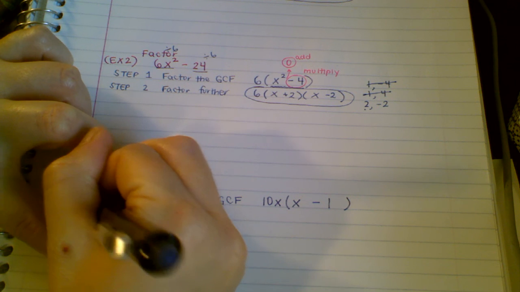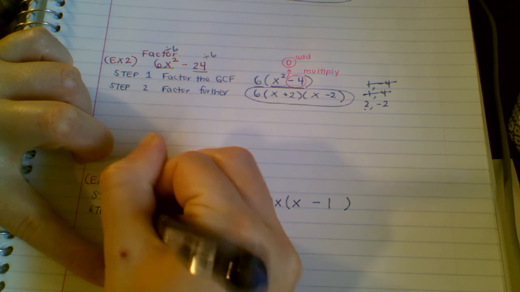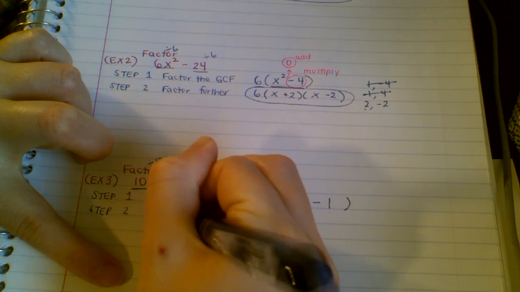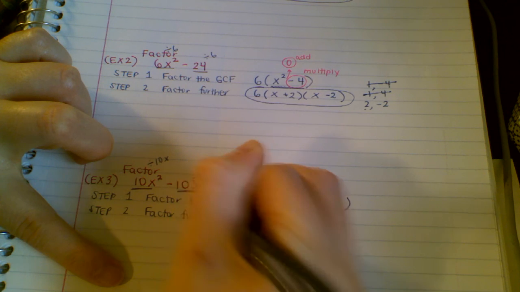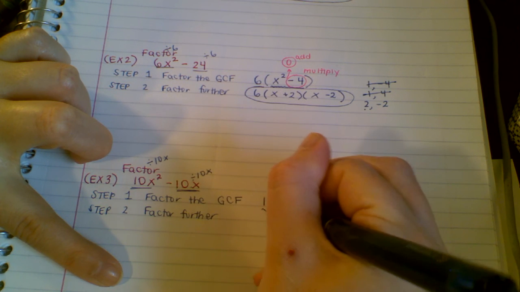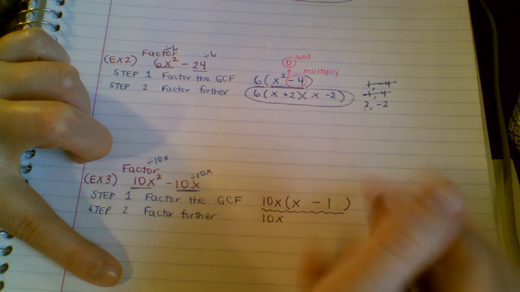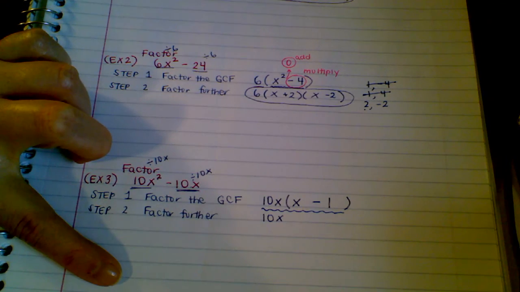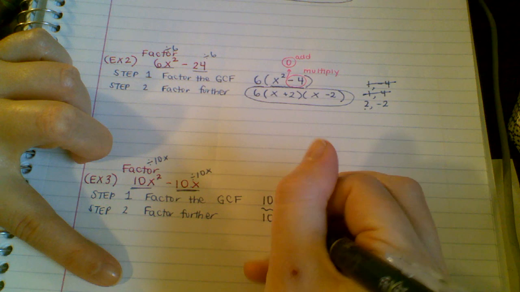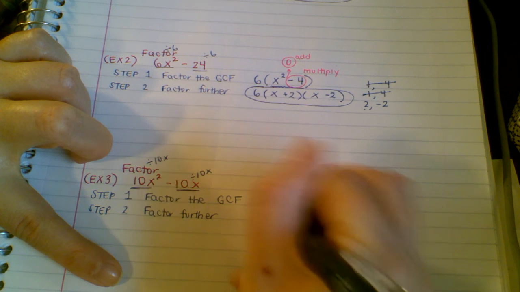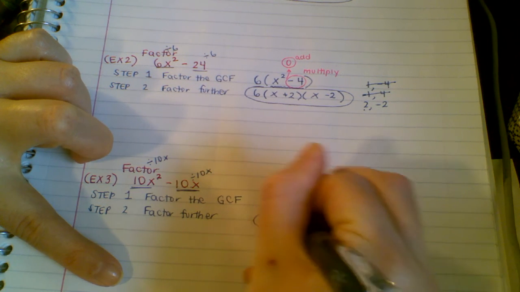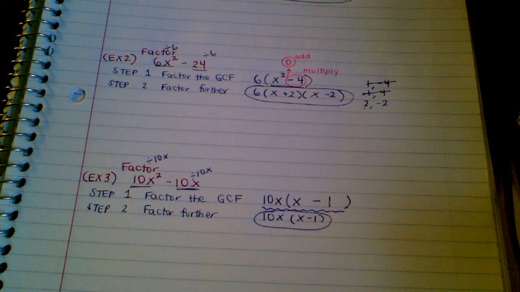Step 2. Factor further. Now I'm looking at this. I would leave the 10x, and then x minus 1, that's not even a quadratic. So I cannot factor any further. That was my final answer.